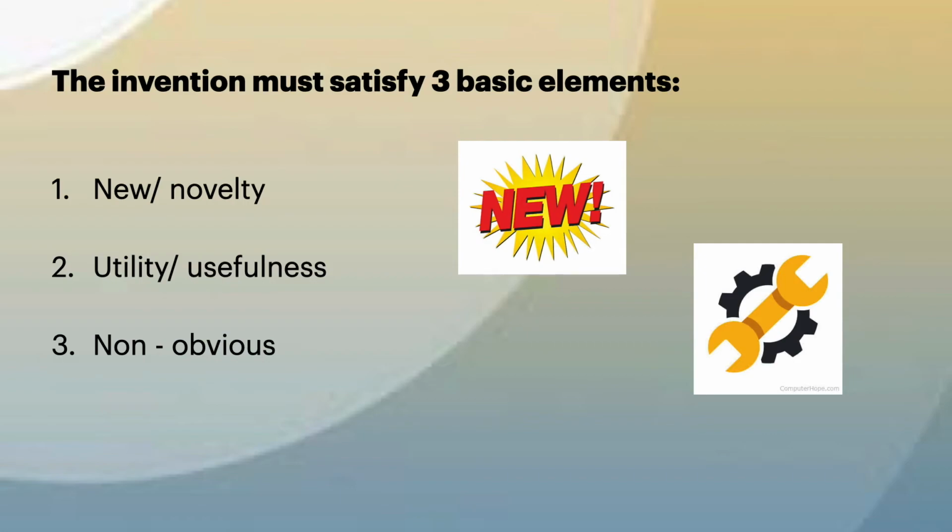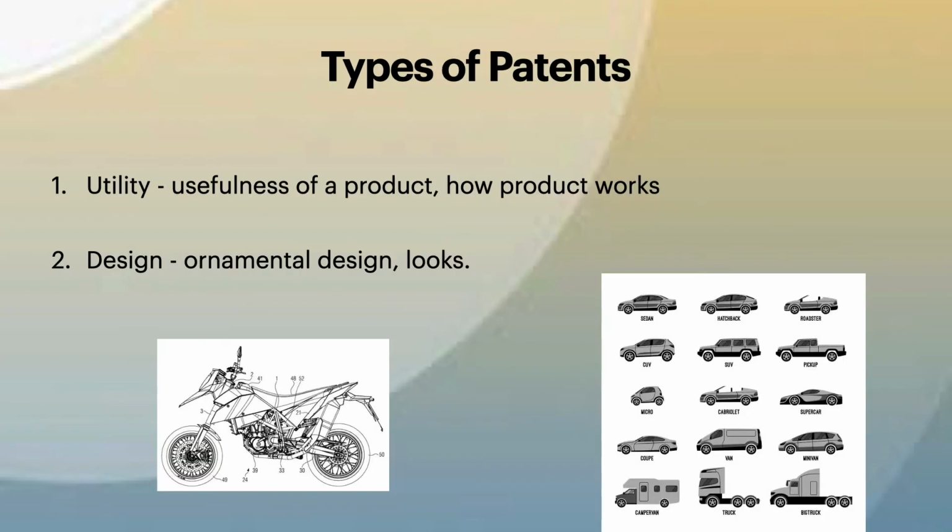Is that clear? Hope you have understood what a patent is, under which act it is governed, and what the three basic elements to be accepted are: novelty, utility, and non-obvious. There are two types of patents: one is utility patent and one is design patent. Utility, as I told, is the usefulness of a product. How does the product work? The working of the product. If you are able to invent something that makes a product work better or more efficiently, right? That belongs to utility patents.